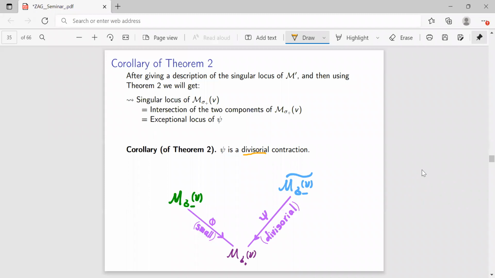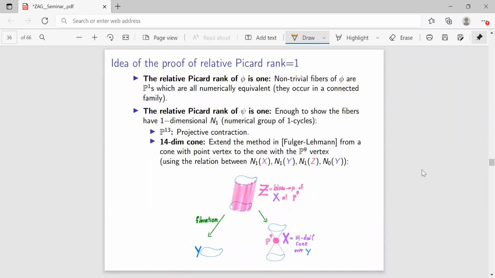Okay, so then, it's also not very difficult to show that the Picard rank of both of those is 1. I just skip this slide.